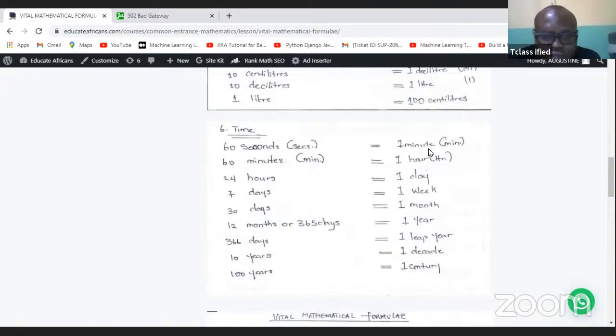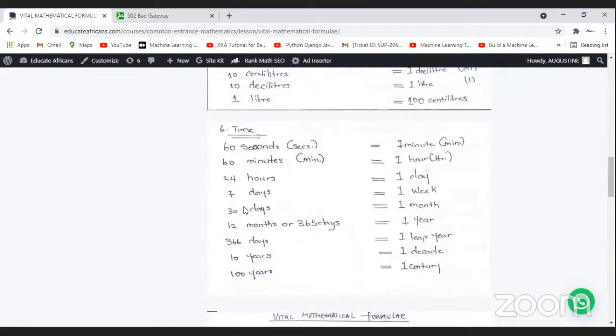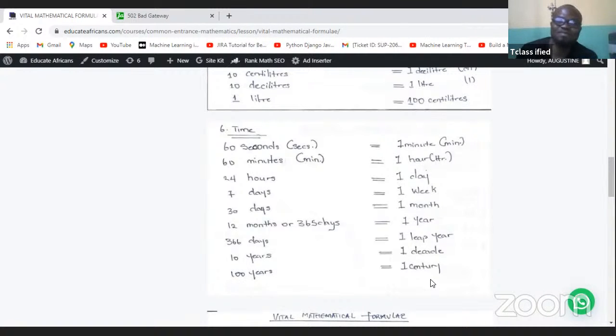Okay, just do the whole of them, no problem. But we're going to, and 60 minutes make 1 hour, and 24 hours make 1 day, and 7 days make 1 week, and 30 days make 1 month, and 12 months or 365 days make 1 year, and 366 days make 1 leap year, and 10 years make a decade, and 100 years make a century. Are we clear on that?